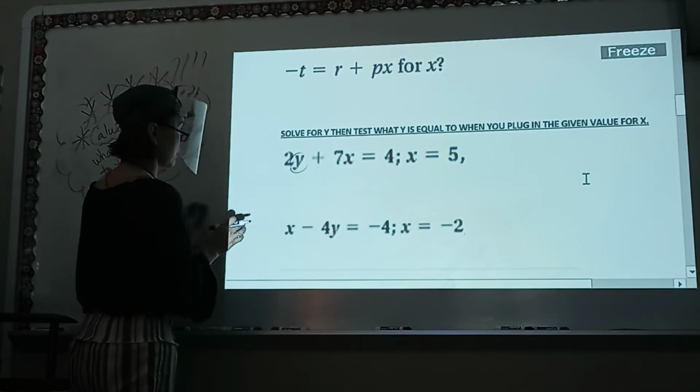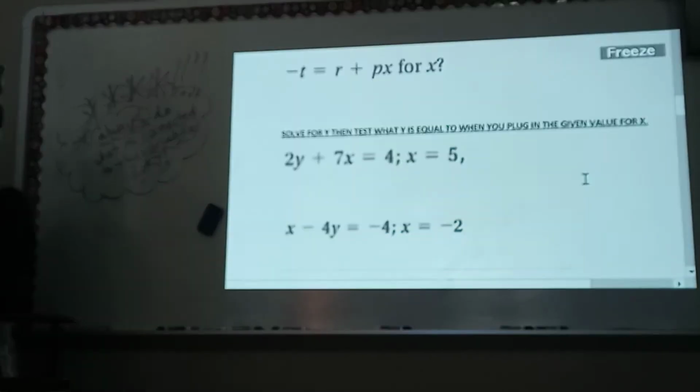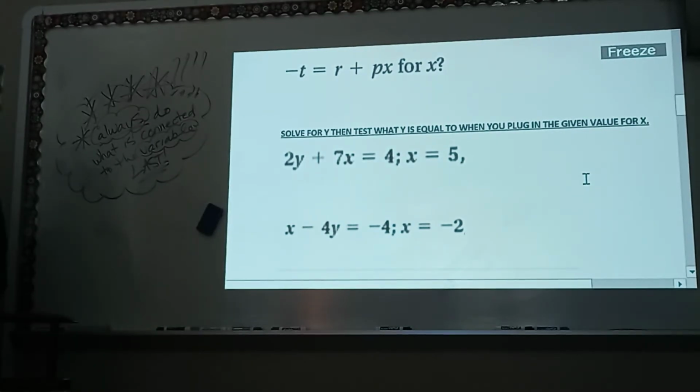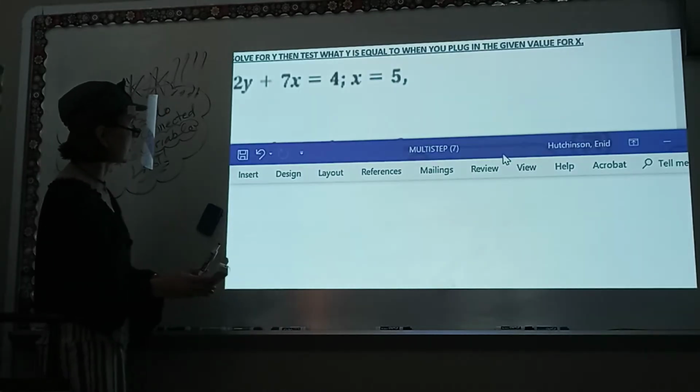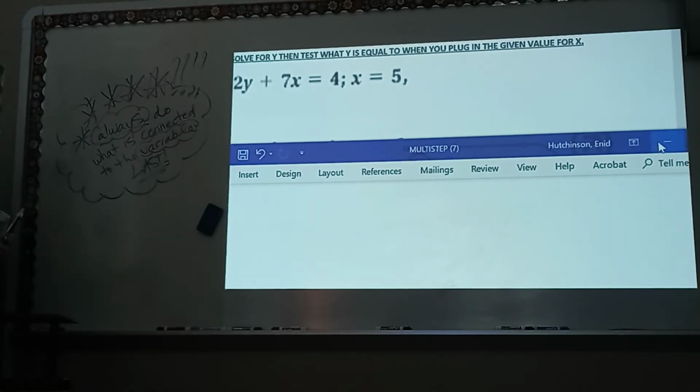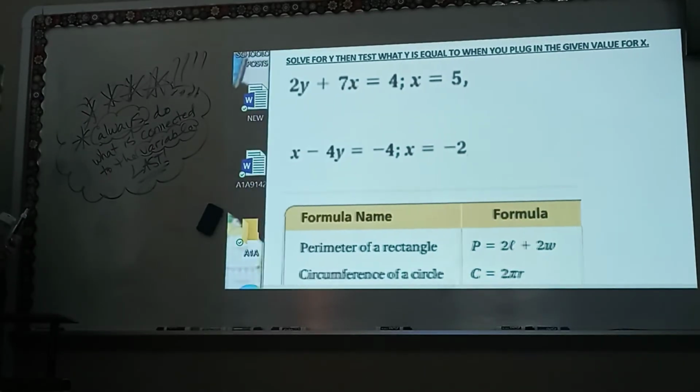Let me see if I can move it up a little bit. Hold on a second. Okay, just want to see if that's going to work. Let me move it over a little bit. There it is.